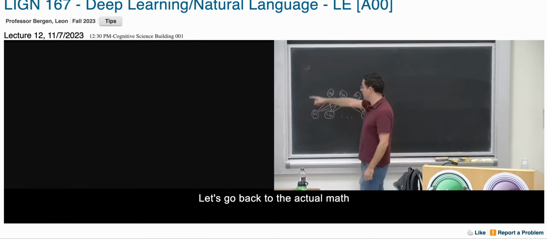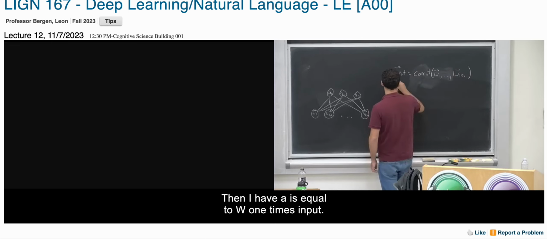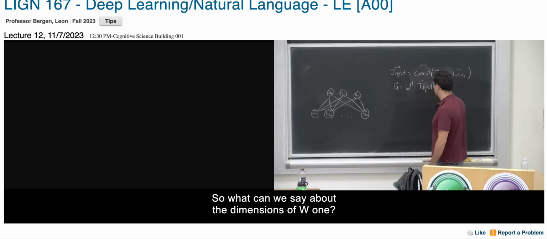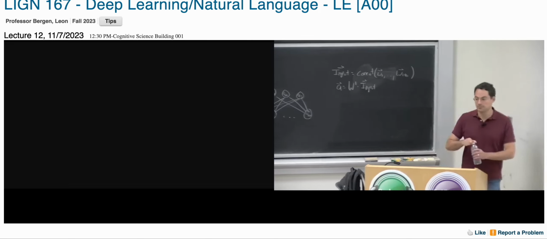So let's go back to the actual math that this represents over here. What's my input now? My input is going to be the concatenation of all 100 vectors here. And then I have A is equal to W1 times input. So what can we say about the dimensions of W1? W1 is a matrix. A what by what matrix?